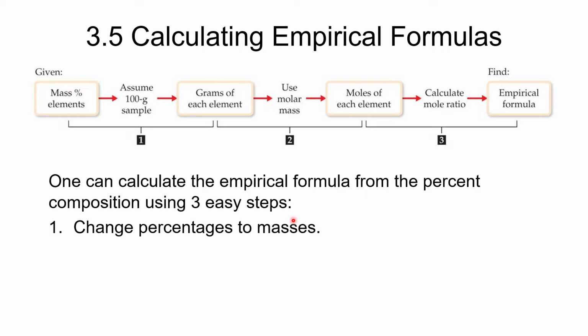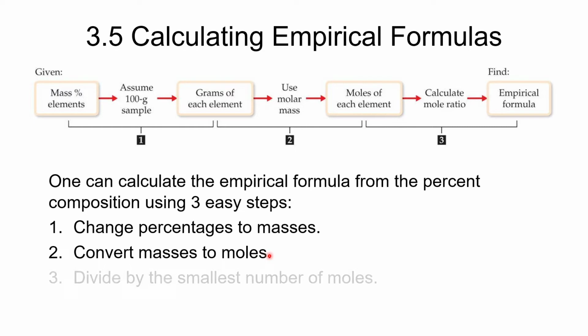Then we will take those masses and convert them into moles. Of course, we'll use the molar mass of each element in order to convert the masses into moles. That's an easy calculation, something that we just did in the previous section. And then the third thing is that we're going to take each of those moles and divide by the smallest number of those moles. So it's a way of getting our ratio.